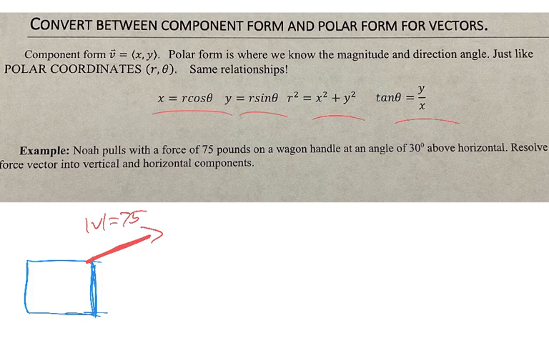But he's not pulling with 75 pounds in one direction, because he's pulling up some as well, right? It's 75 pounds in total. Let me use a different color. It tells me this is at an angle of 30 degrees above the horizontal. So this is horizontal, and he's pulling 30 degrees above that. Resolve this force vector into its vertical and horizontal components. So I want to find the i and the j, so I can write this with i hat and j hat.